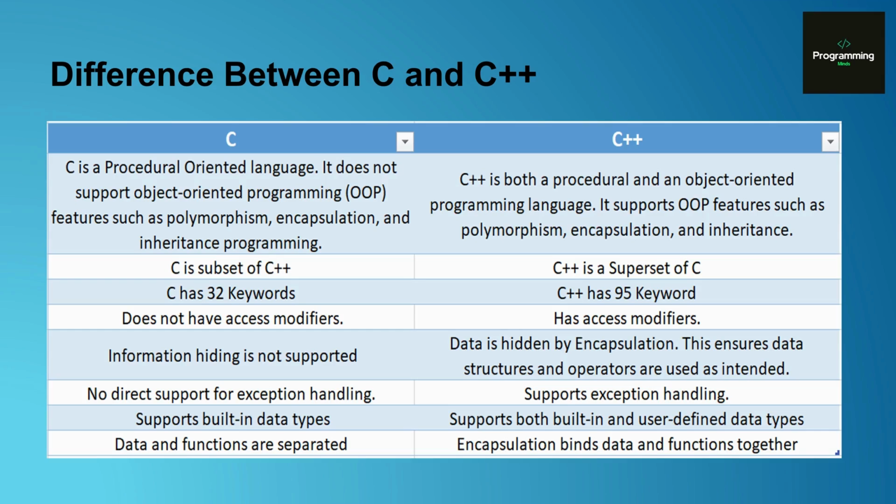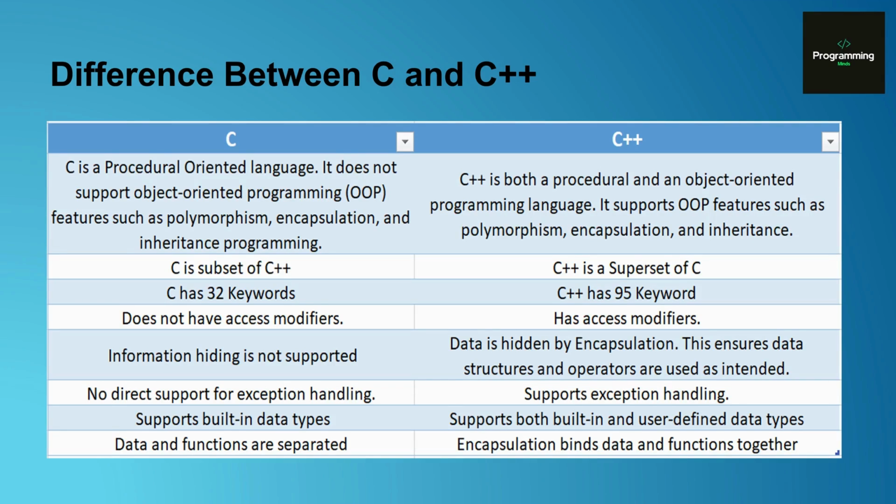Now we don't have any direct support for exception handling in C, whereas in C++ we can have exception handling, for which we can use try, catch as well as throw keywords. C supports only built-in data types, whereas C++ supports both built-in and user-defined data types.